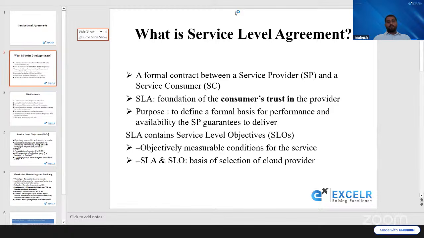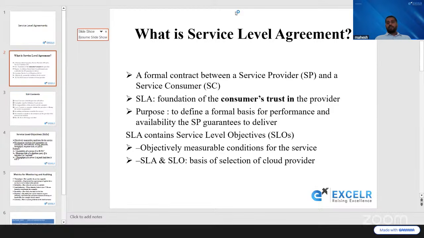The purpose is to define a formal basis for the performance and availability the service provider guarantees to deliver. What are the different performance or availability attributes the service provider is providing? We can understand those aspects as well. What kind of agreements, what kind of services we are supposed to manage, we have to understand each and everything. That is what has been mentioned here. SLA is the foundation of the consumer's trust. The trust is very important here.